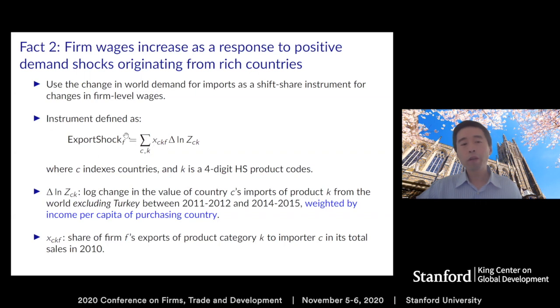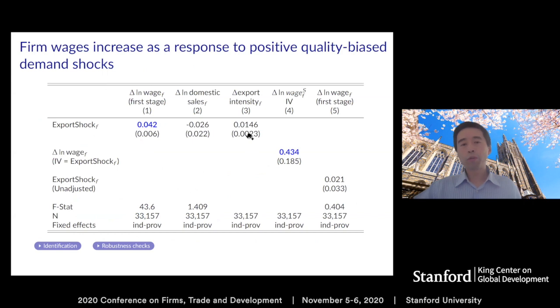So given the construction of this export shock, we'll be thinking about a two-stage regression. In the first stage, we'll be looking at the change of the wages at the individual firm level and how that responds to these export shocks. What you can see here is again a significant magnitude, which can be interpreted as, if you think about a 5% export shock, it will induce around 0.21% of the firm's wage increase at its own level.